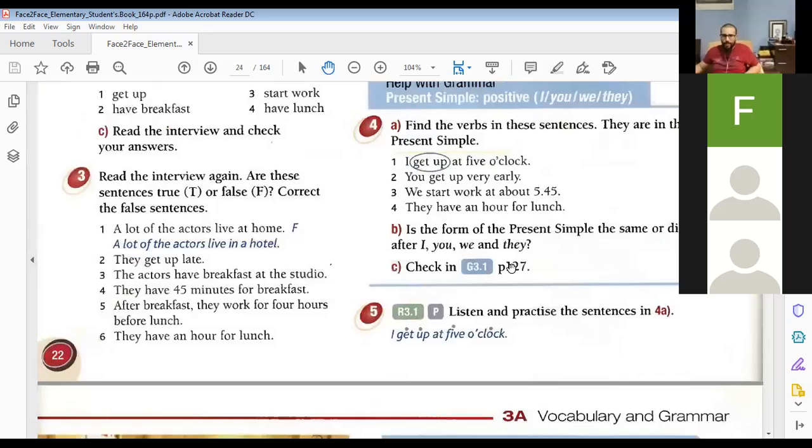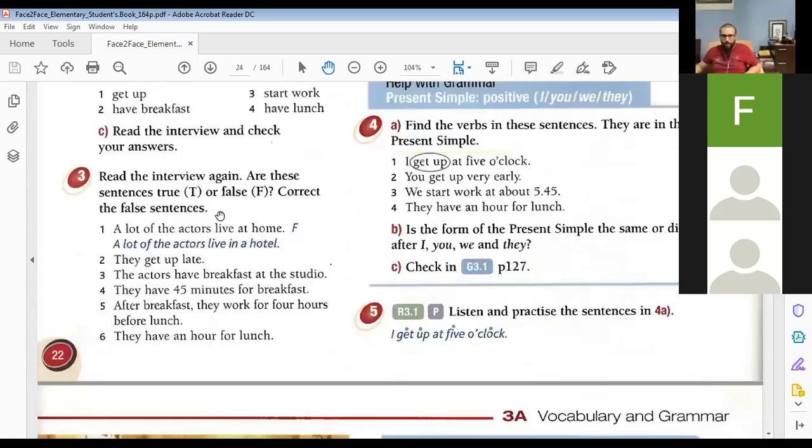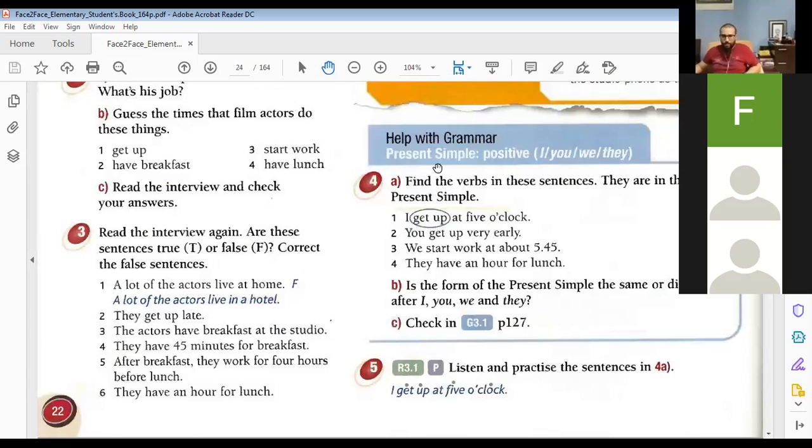Okay. All right, so this is the routine of Sam Dane. All right, so now we have true and false. Let's see if we can remember. A lot of the actors live at home. This is false. They get up late. Is this true or is it false? False. They don't get up late.